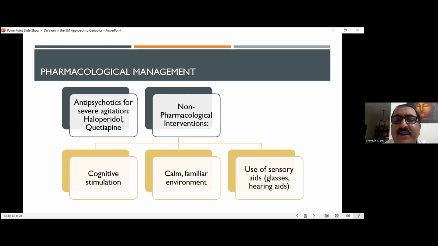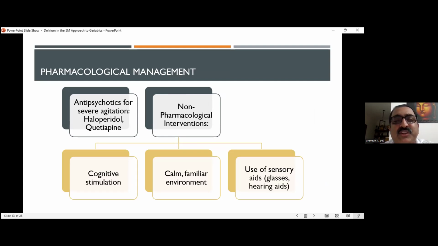So coming back to delirium, there are again simple pharmacological measures as well as non-pharmacological interventions. Pharmacological, again, a doctor has to prescribe. Generally, haloperidol or quetiapine are the standard ones which we use in palliative care, if at all required. Non-pharmacological, we all know, is just cognitive stimulation.